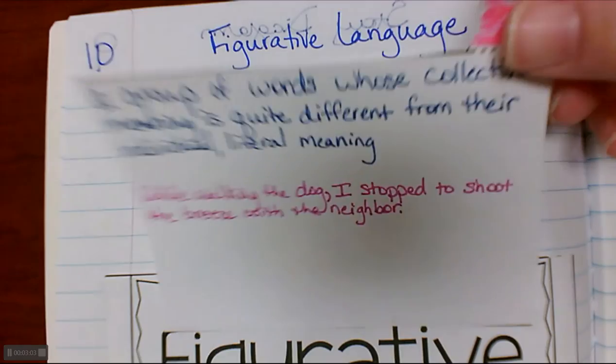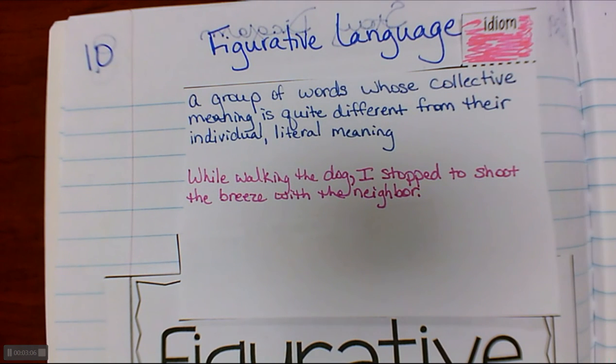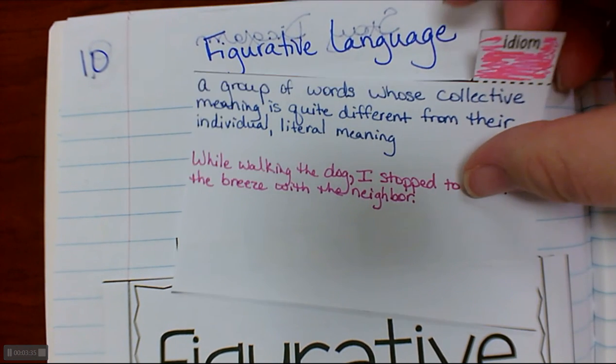Next, we have idiom. Idiom is pink. Idiom is a group of words whose collective meaning is quite different from their individual literal meaning. While walking the dog, I stopped to shoot the breeze with the neighbor. That's an idiom.